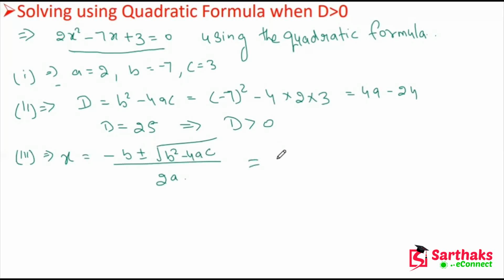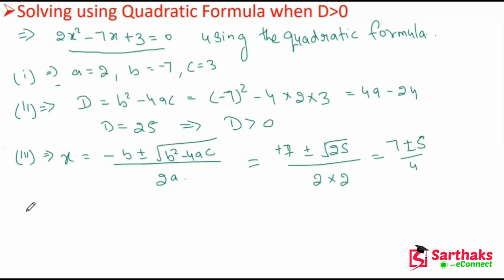What is minus b? We have minus 7, which becomes positive, so it is plus 7, plus minus the square root of 25, divided by 2 times a, which is 2 times 2, which is 4. We get 7 plus minus 5 over 4. Okay, so I hope you get this point.